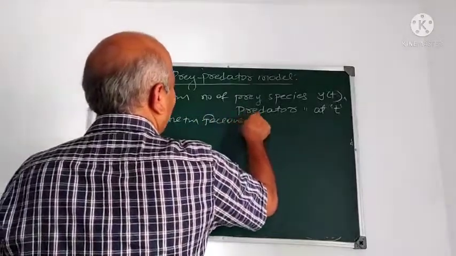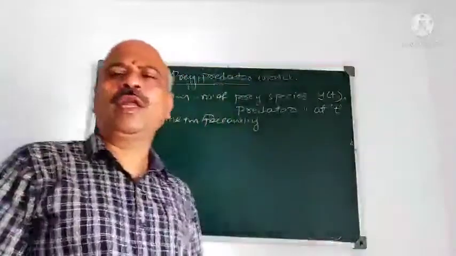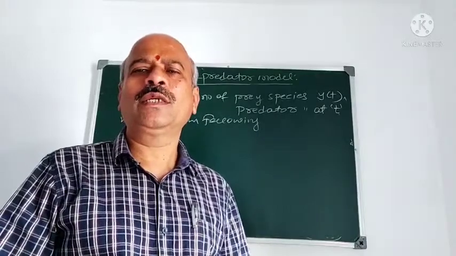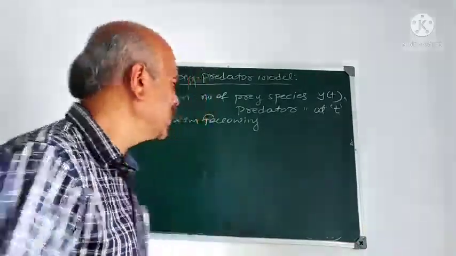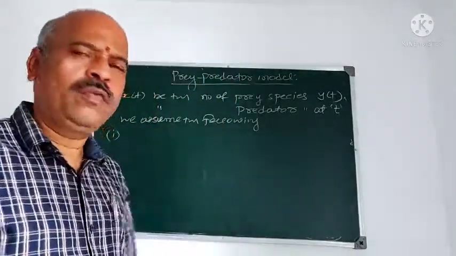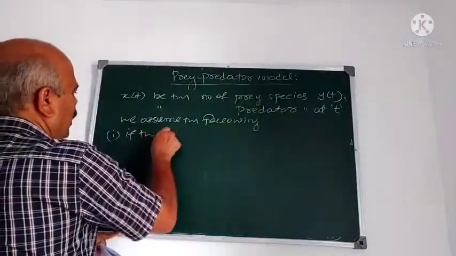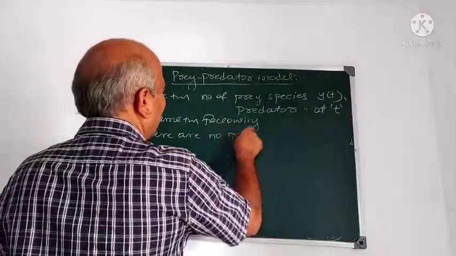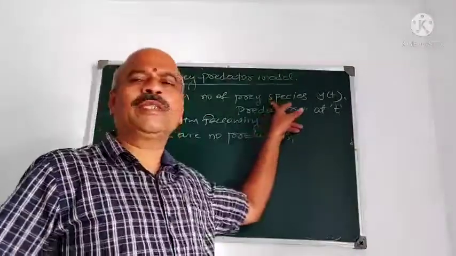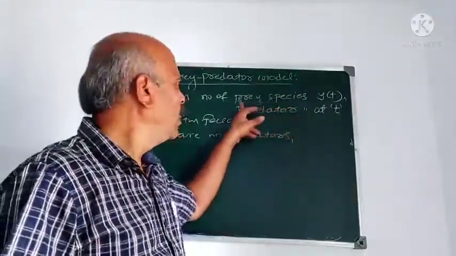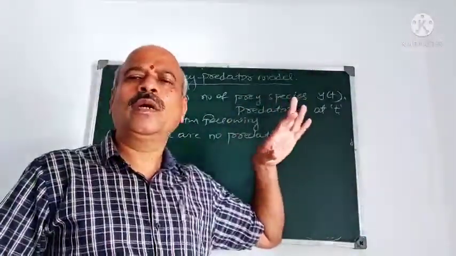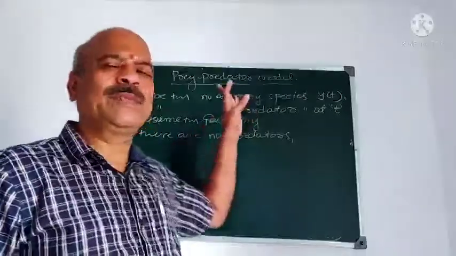Mathematical modeling means we have to derive a model which gives the number of prey and predator species at any given time t. For that we have to assume certain things here. What is the first one? If there are no predators, then what happens? The population of prey species increases at the rate of prey species itself.